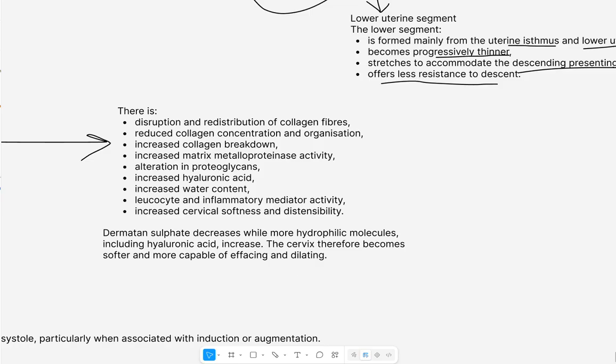Prostaglandins are very important mediators of cervical ripening. This explains how prostaglandin preparations can be used clinically for cervical ripening and induction of labor.